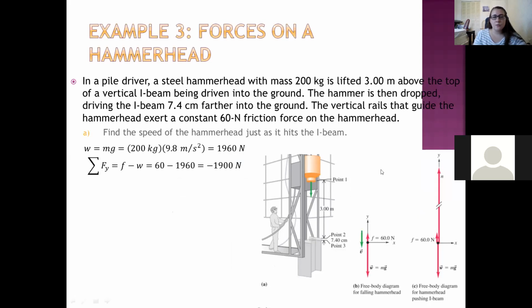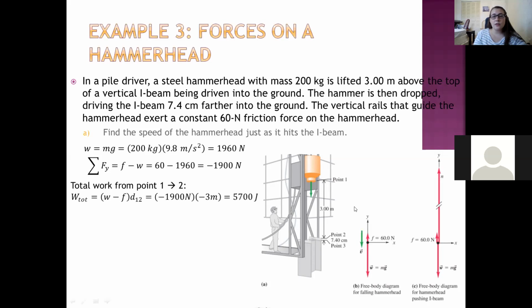So our forces in the y direction, again, this is looking at point 1 up here, just initially for the hammerhead. So the sum of the forces in the y direction is the upward friction minus the downward weight, so 60 minus 1960, which gives us negative 1,900 newtons.